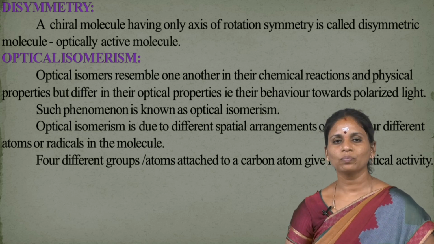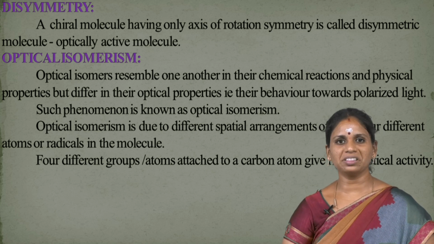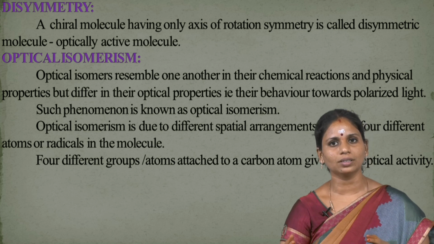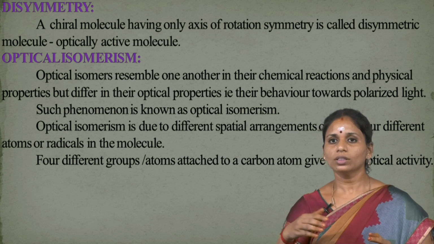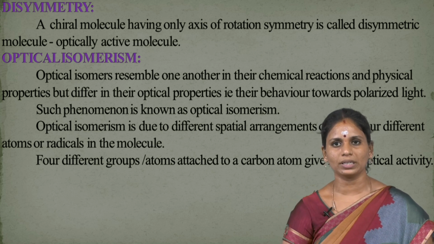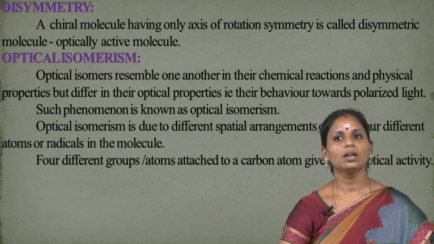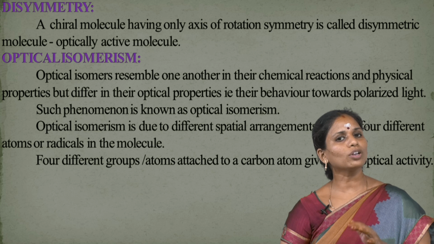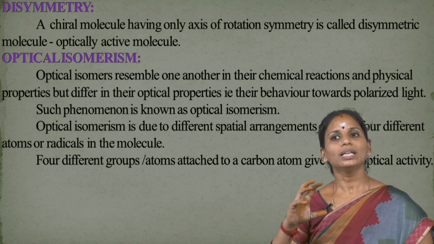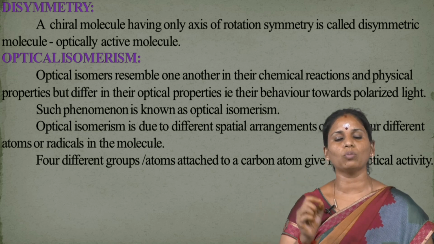So next, coming on to optical isomerism. Optical isomers resemble one another in their chemical reactions and their physical properties are similar, but they differ only in their optical properties. What are these optical properties? That is the behavior towards plane polarized light. Such a phenomenon is known as optical isomerism. Optical isomerism is due to different spatial arrangements of four atoms or groups around a single carbon.